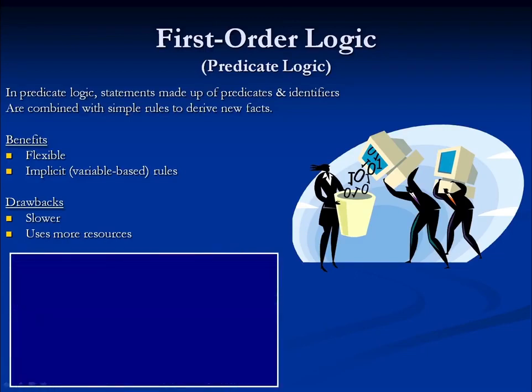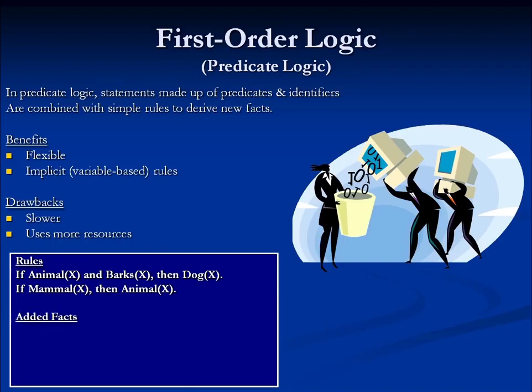Our next example utilizes rules that also have variables embedded in them. In this example, within our rule base, we will represent here capital X is the variable name. Our rules are if animal X and barks X, then dog X. And if mammal X, then animal X. We're then going to add the facts mammal Fido and barks Fido. When we add mammal Fido, that will allow us to draw the conclusion animal Fido. Later, when we add barks Fido, that allows us to draw the conclusion dog Fido.